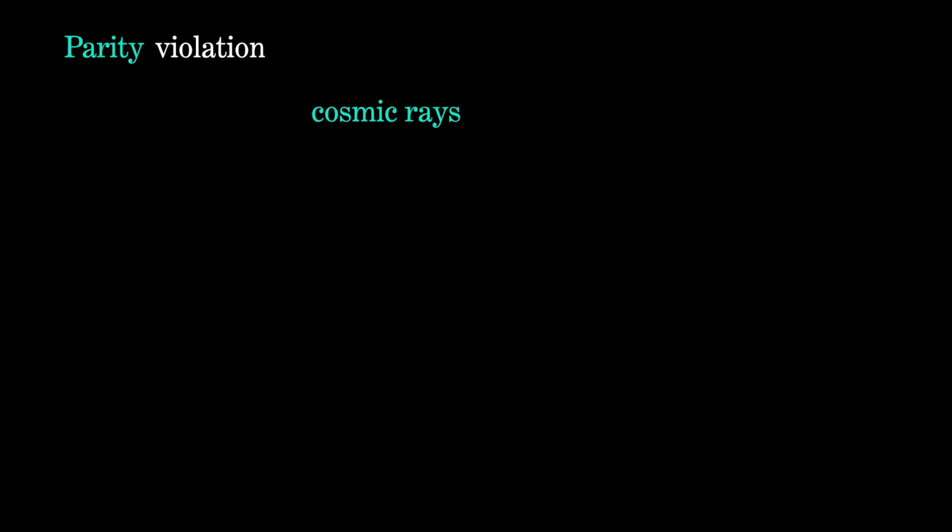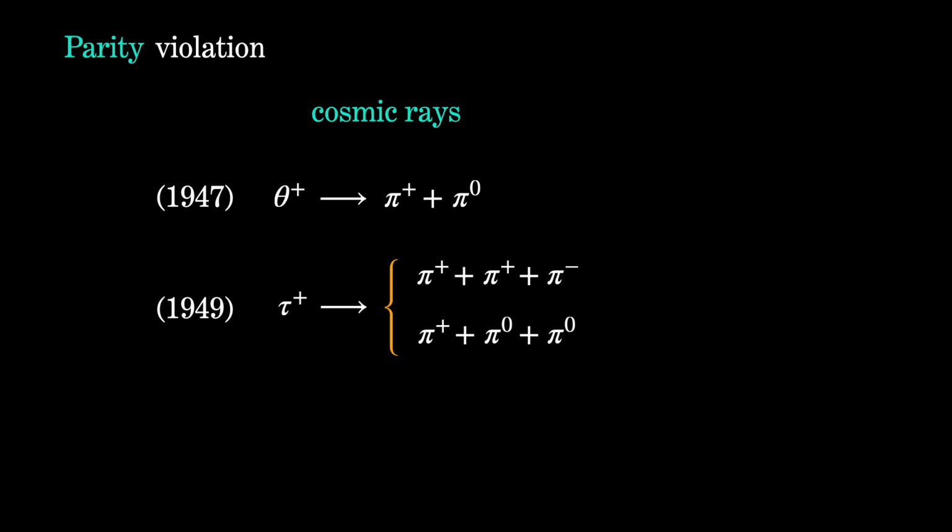Among all these events, it was observed that two particles, which are similar in every way, appear to decay in very different ways. One of the particles, theta, was observed in 1947 to decay into pi plus and pi naught, while later in 1949, the other particle, tau, was observed to decay into 3 pions in two different ways. These two particles are equal in mass, spin, and electric charge, as well as lifetime. Why two similar particles can behave in such dissimilar ways became known as the tau-theta puzzle.